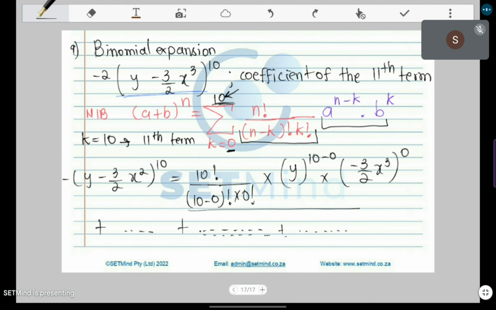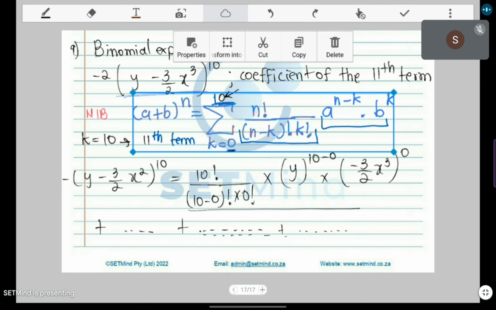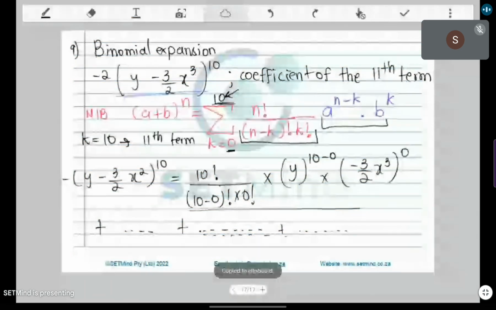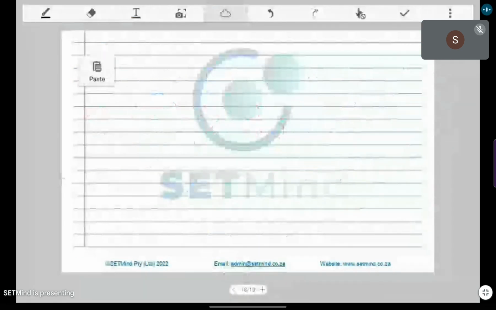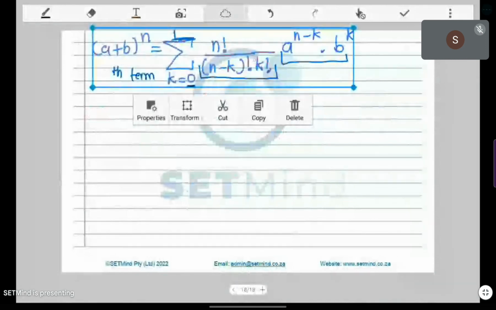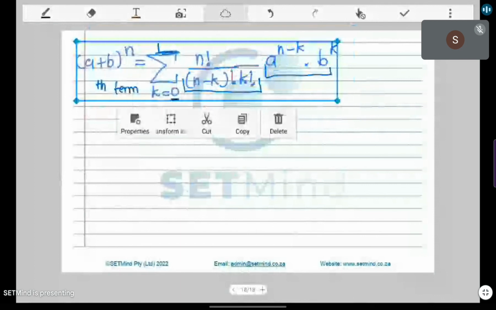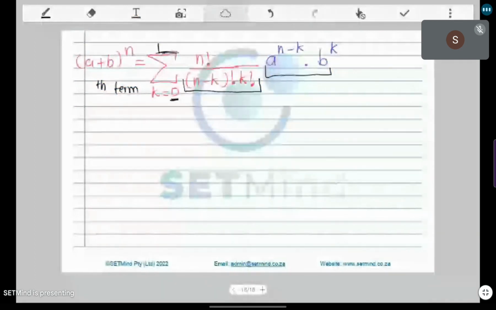So if we do that, let me copy this and go to the next page. Hopefully it makes sense why the 11th term is at k is 10, because we are starting counting from k is 0. So when you get to number 10, you have counted 11 times. Okay, nice. So we have figured out that our k should be 10 for the 11th term.